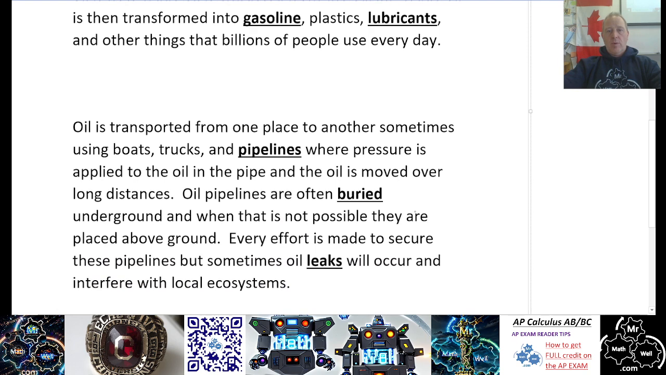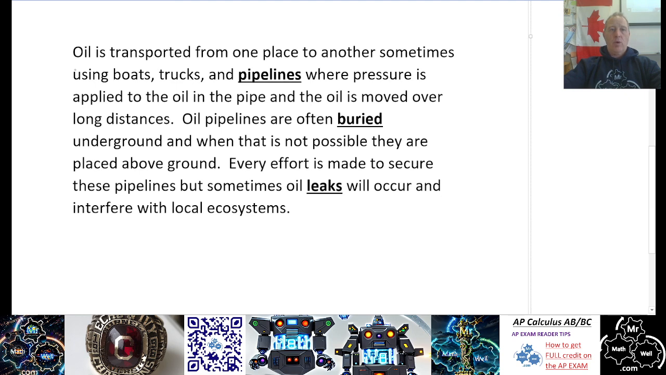Oil is transported from one place to another, sometimes using boats, trucks, or pipelines, where pressure is applied to the oil in the pipe and the oil is moved over long distances. That's how pipelines work. Oil pipelines are often buried underground, and when that's not possible, such as in rocky or mountainous areas, they are placed above ground. Every effort is made to secure these pipelines, but sometimes oil leaks will occur and interfere with local ecosystems. Much of the oil from the well is pumped through a pipeline system, basically sucked from one place to another, or pressure is applied on one end and pushed.